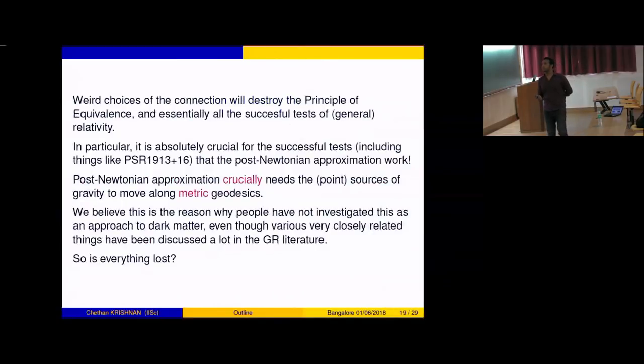The weird choice of the connection will basically destroy the principle of equivalence, and that's the price one has to pay if we add this extra piece in the stress tensor. In particular, the geodesic equation is absolutely essential for even detailed tests of general relativity. So, is there a question?